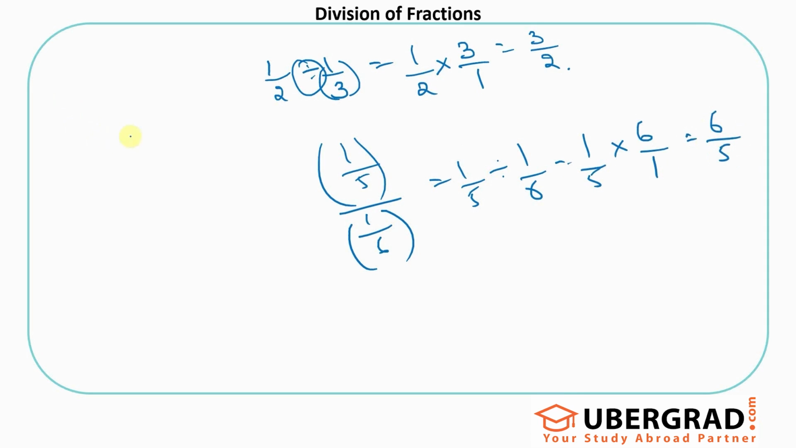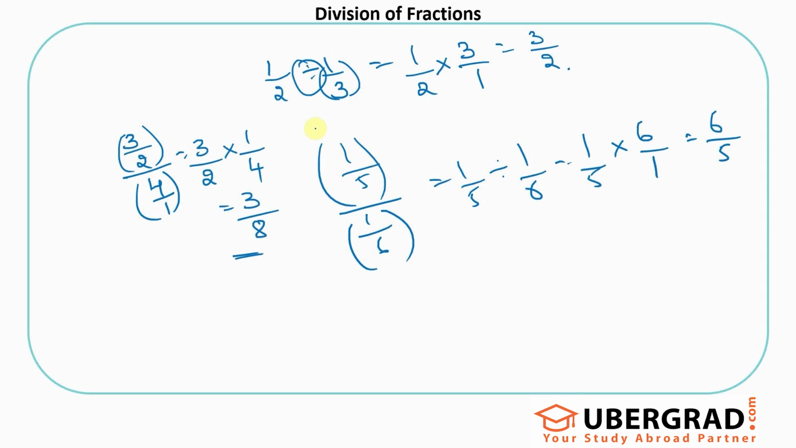Sometimes you will see in problems something like this, 3 by 2 by 4. What does this mean? 3 by 2 is a fraction divided by 4. You can write 4 as nothing but 4 by 1. So 3 by 2 divided by 4 by 1 can be written as 3 by 2 into the reciprocal of 4 by 1, which is 1 by 4. That is 3 by 8. That's what you have to do.